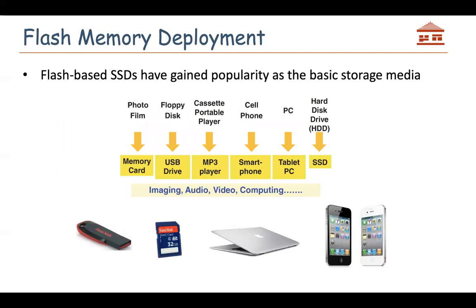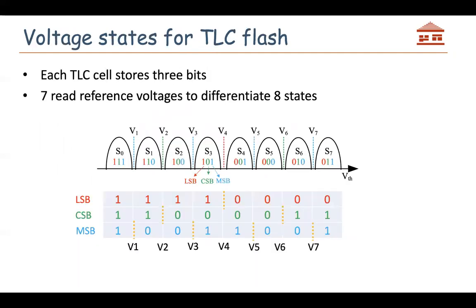Nowadays, NAND flash memory has been adopted in various storage systems like mobile, computer, and servers due to its high performance. Based on the number of bits stored in each cell, NAND flash memory is grouped into several types. In this slide, we use TLC flash as an example where each cell stores 3 bits. The figure shows the threshold voltage distribution of TLC. There are 7 read voltages to differentiate 8 voltage states.